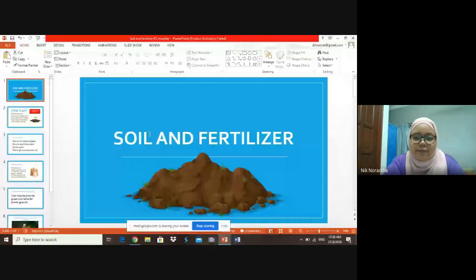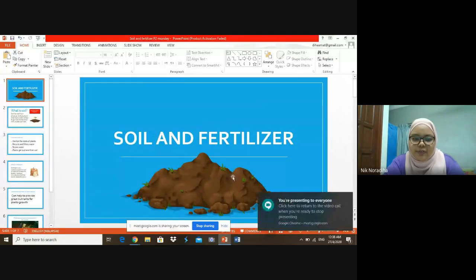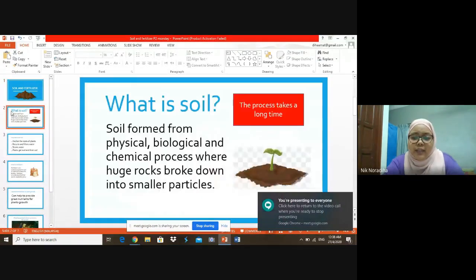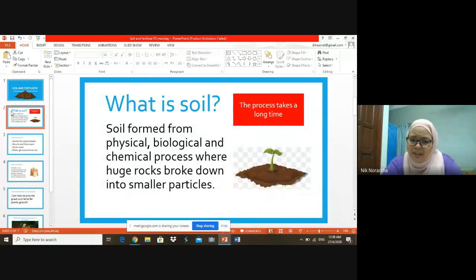Teacher is going to show the slide for you. Okay, so here is our lesson for today, which is soil and fertilizer. If you can see here, here is the picture of soil, alright? Okay, so what actually is soil?